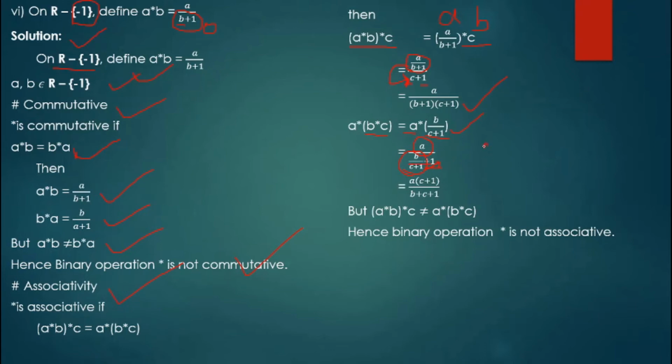I'll just simply write it, A divide, that is B plus, when you multiply 1 into C, you get C plus 1 whole divide by C plus 1. And what will happen? This denominator will go up. Okay, so you get A into C plus 1 by B plus C plus 1. Here again it is not equal, hence binary operation star is not associative.